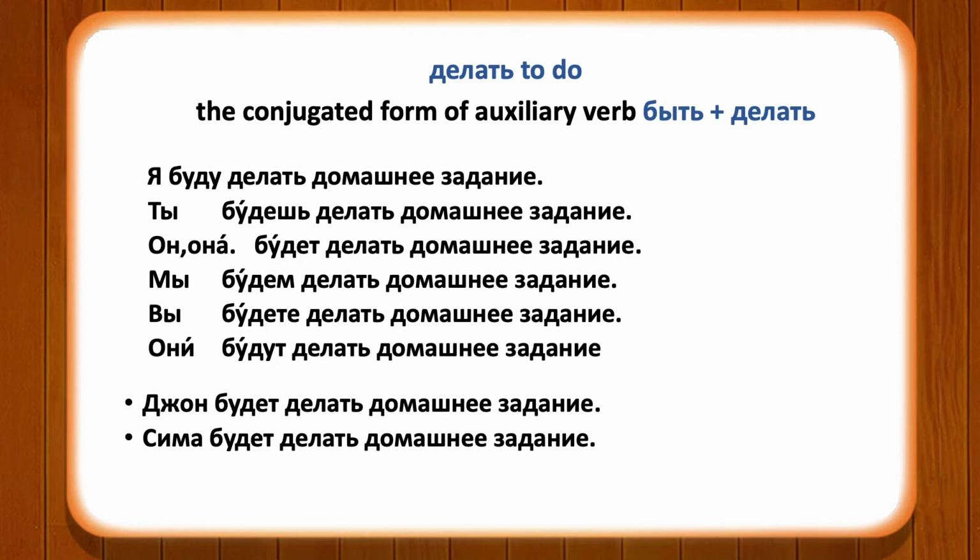So let us repeat the conjugation, the future tense form of the verb делать. Я буду делать. Ты будешь делать. Он будет делать. Мы будем делать. Вы будете делать. Они будут делать.